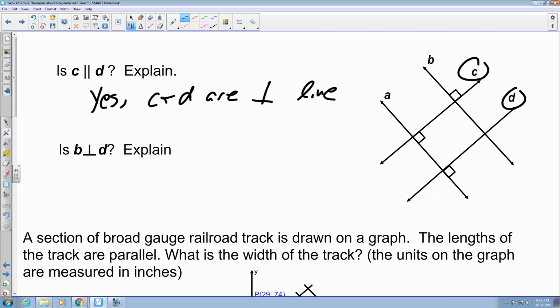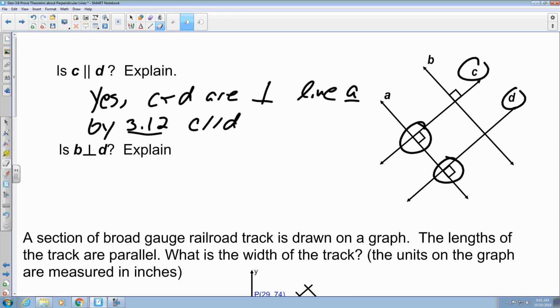Oh, I'm sorry, they're both perpendicular to A, my bad. They're both perpendicular to A because I got the right angle here and the right angle here. So by theorem 1.2, which again states that if two lines are perpendicular to the same line, then they are parallel. Because of that theorem, we can say that C is parallel to D, because it's from line A. So now I can say it right here, boom, boom, they're both parallel.